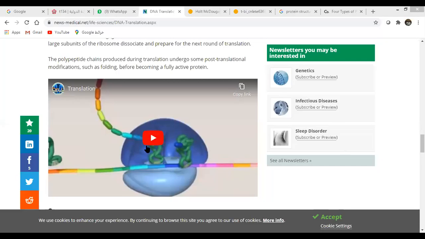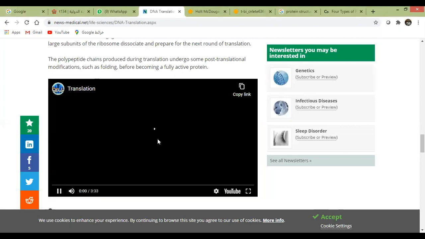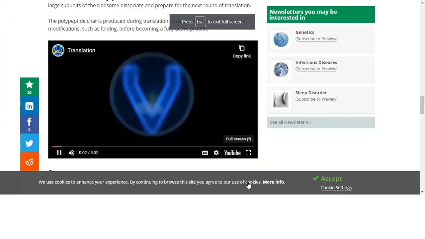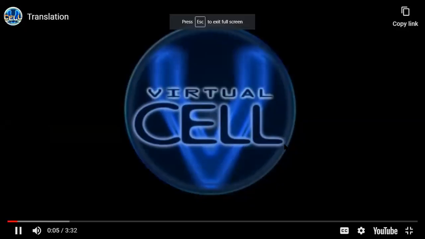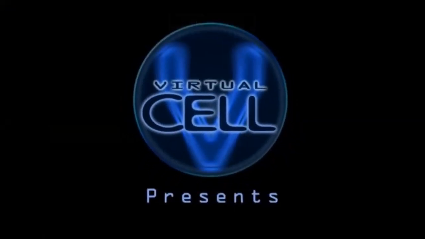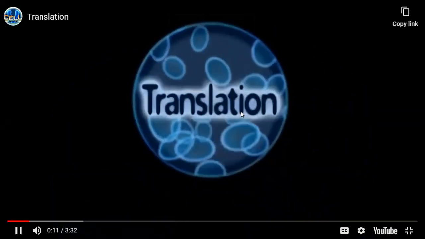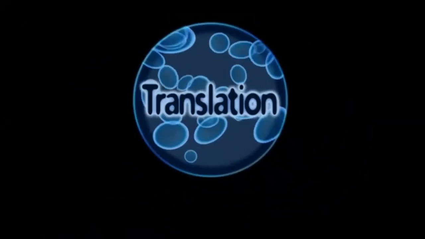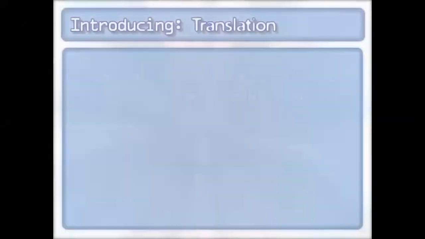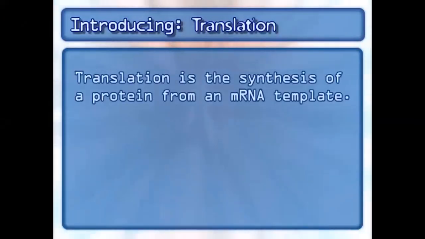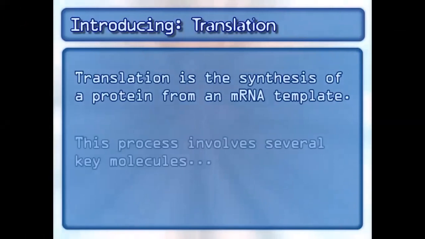So now we will start talking about the translation. Translation is the synthesis of a protein from an mRNA template.